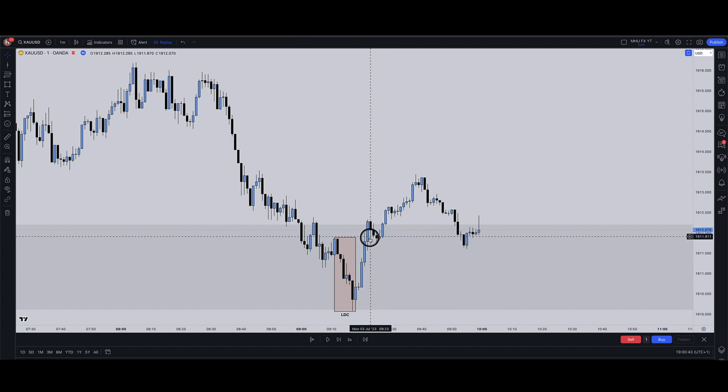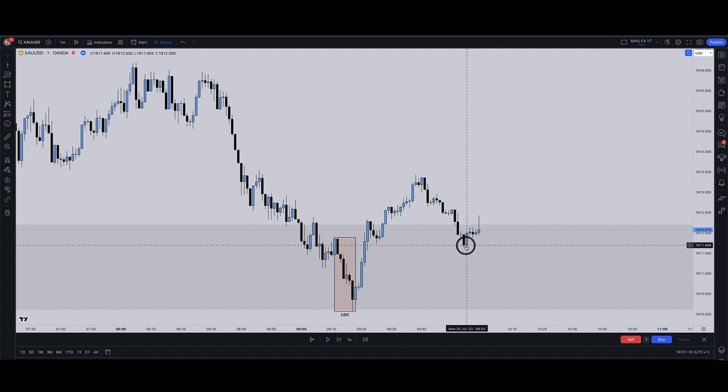I ended up missing this point of interest here, so it is what it is. But then price came back down to the very highest point of my down close candle, and this is where I was looking to jump in with a buy. I believe I jumped in on this candlestick right here with a buy. I do have my executions. I'll show that to you guys at the end of this video.